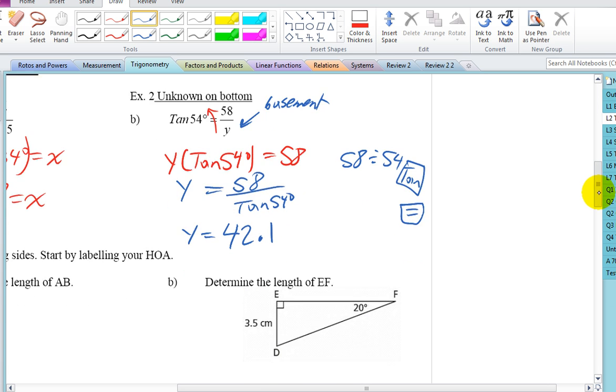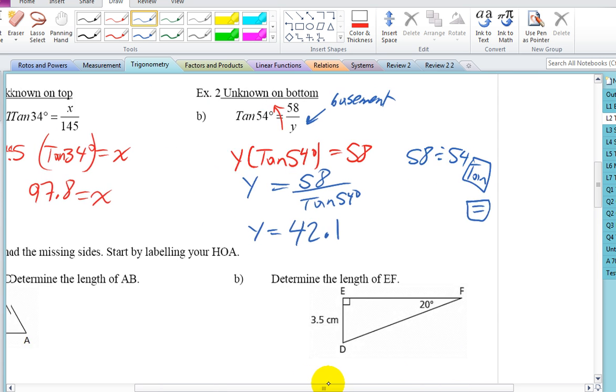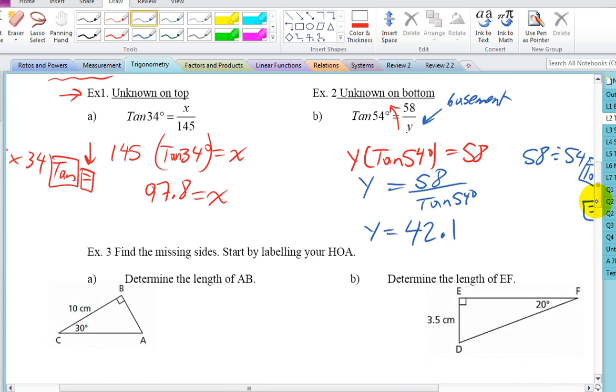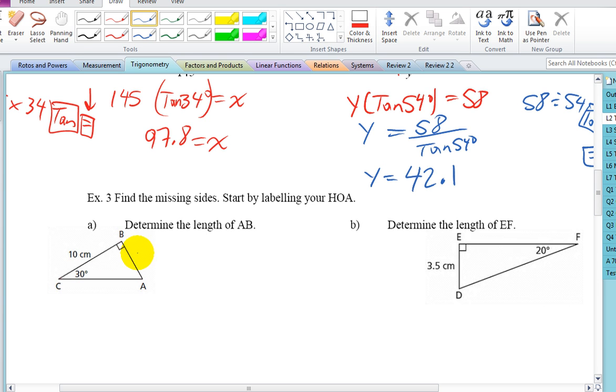Okay. One quick more example is you got to set them up sometimes, right? So we want to figure out this length. Label your HOA. Here's 30. There's your hypotenuse. From 30 degrees, that's your opposite side. This is your adjacent. Okay. So tan equals opposite over adjacent. Tan 30 degrees equals AB over 10.